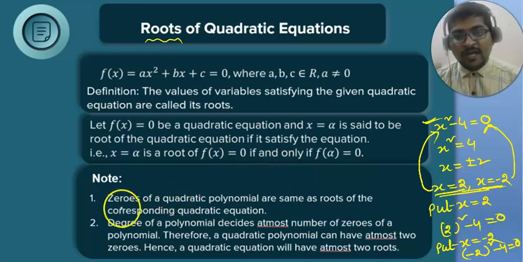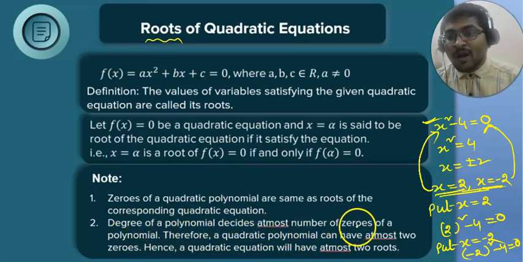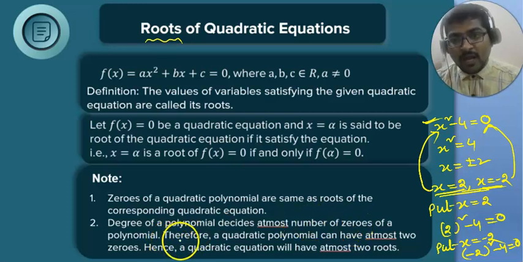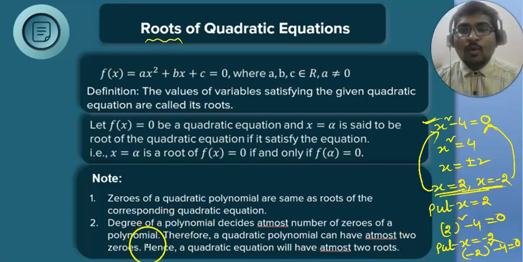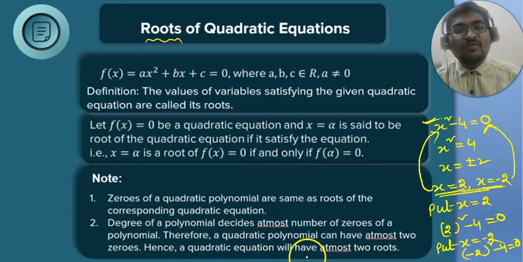The first note point here: zeros of a quadratic polynomial are the same as roots of the corresponding quadratic equation. The degree of a polynomial decides the at most number of zeros of a polynomial. Therefore, a quadratic polynomial can have at most two zeros. Hence, a quadratic equation will have at most two roots.